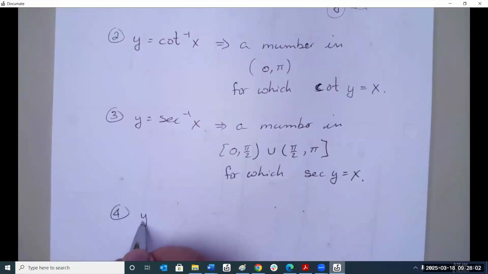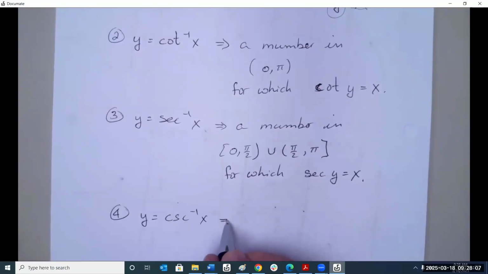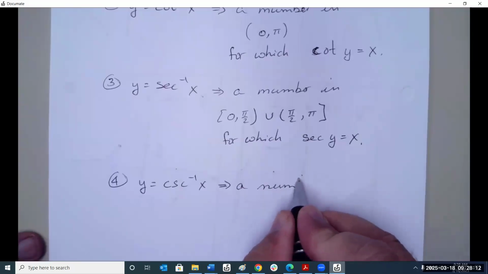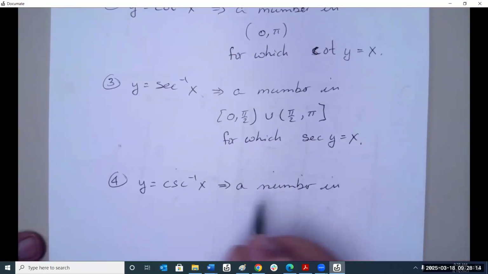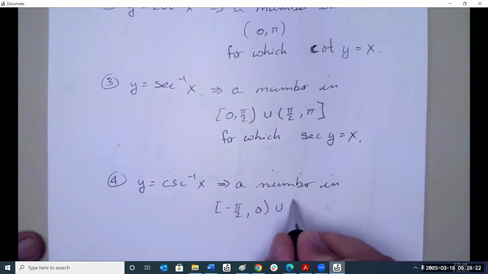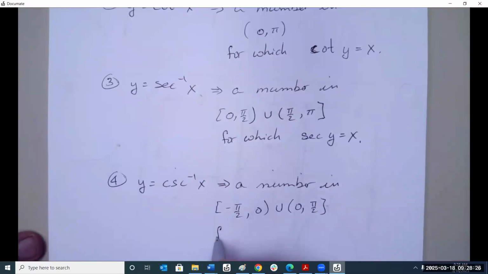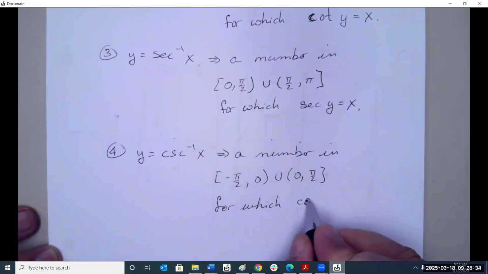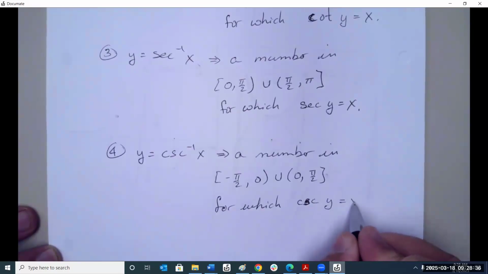Lastly, y equals the inverse of cosecant is a number in negative pi over 2 to 0, unioned with 0 to pi over 2, for which the cosecant of y is equal to x.